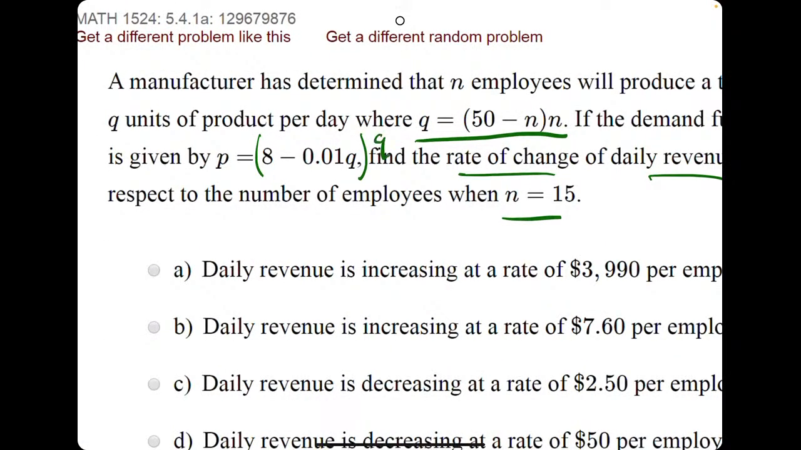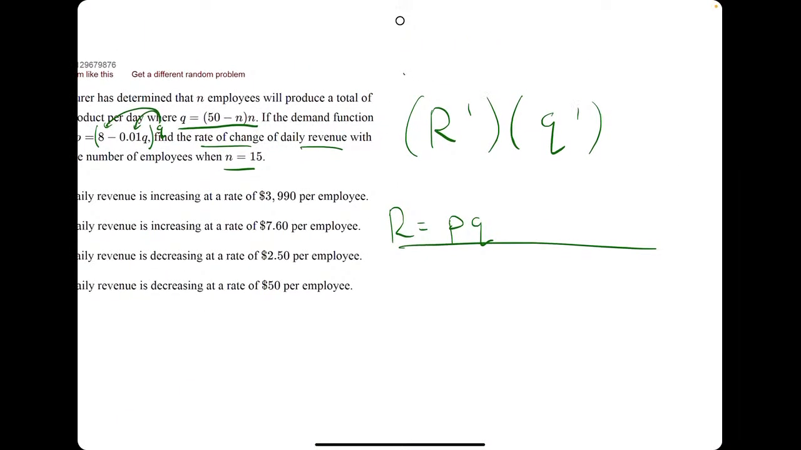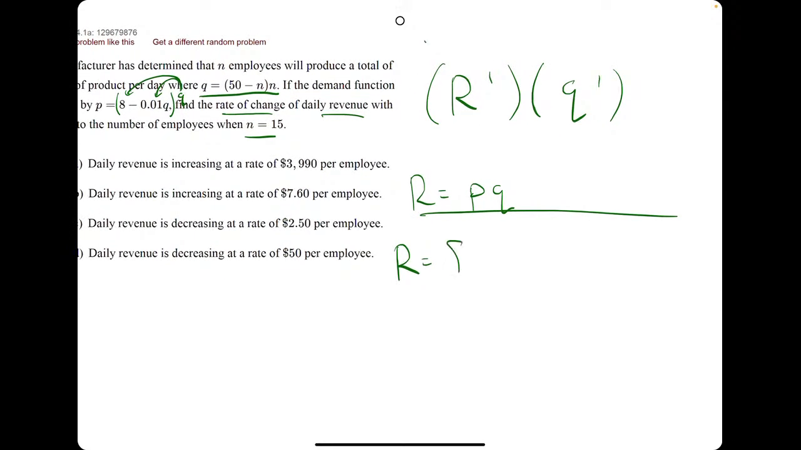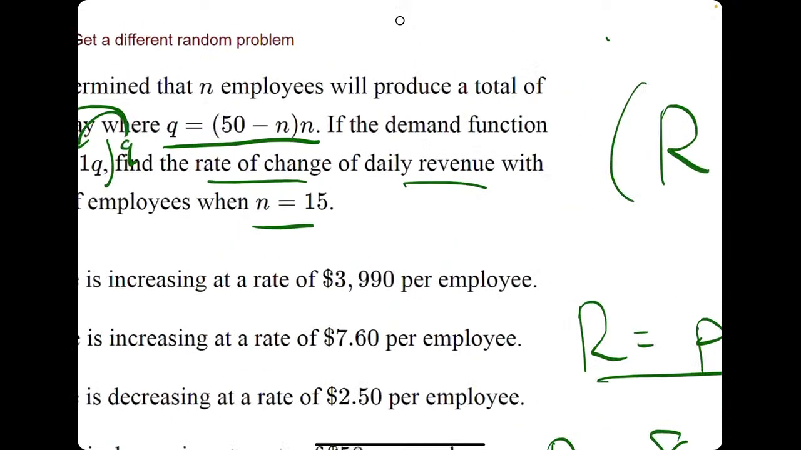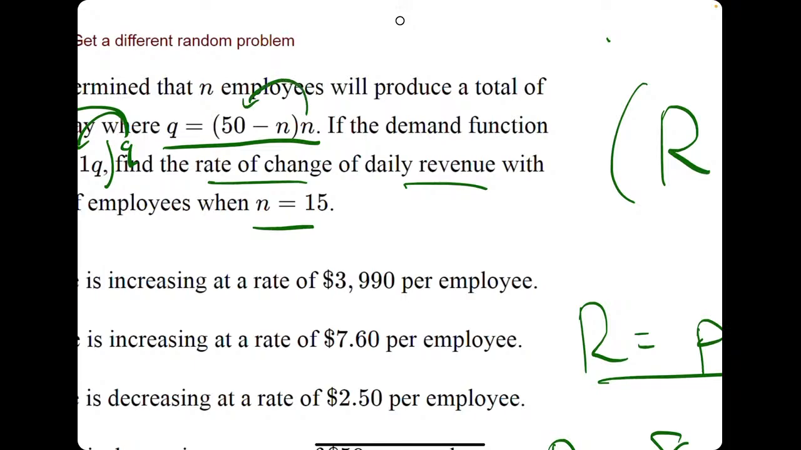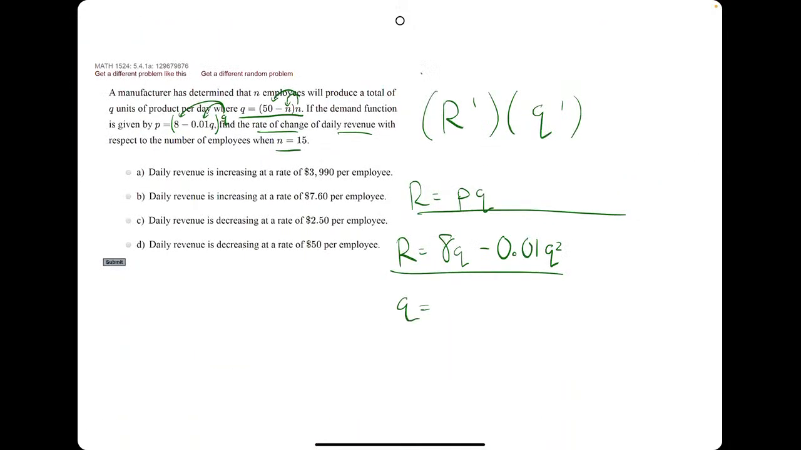So in the same sense, we're going to start the same way by distributing a Q to the price to get our revenue. P times Q, 8Q minus 0.01 Q squared. So this is our revenue. So we have 8Q minus 0.01 Q squared. And then our quantity, again, is the one they give us. So just 50 minus N times N, for which I'll go ahead and distribute the N to make it a little easier. 50N minus N squared.